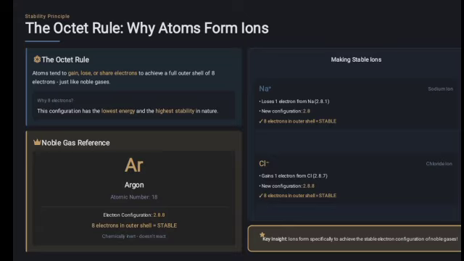What does it mean? In the first shell, K has 2 electrons, L will have 8, and M also has 8 electrons. So 8 electrons in the outermost shell makes that atom stable. Elements or atoms having 8 electrons in their outermost shell to get stability, this is basically the octet rule. Why 8 electrons? This configuration has the lowest energy and the highest stability in nature. Is there any confusion?